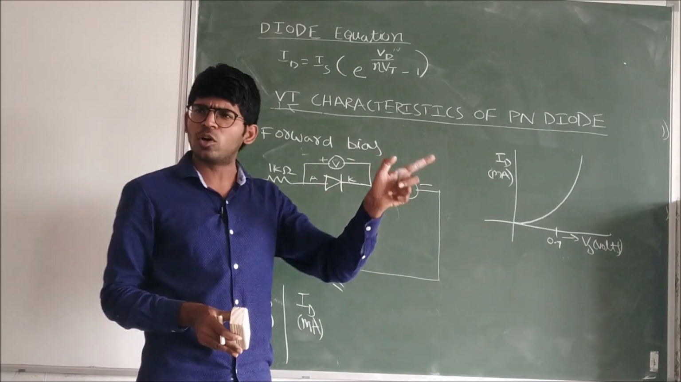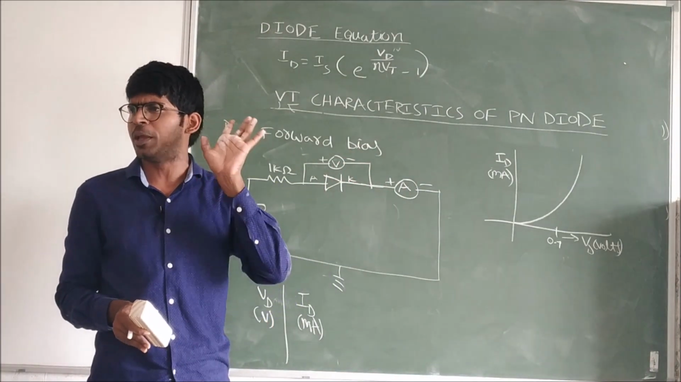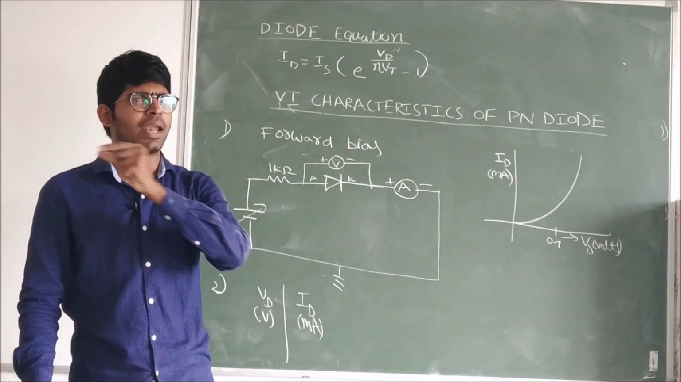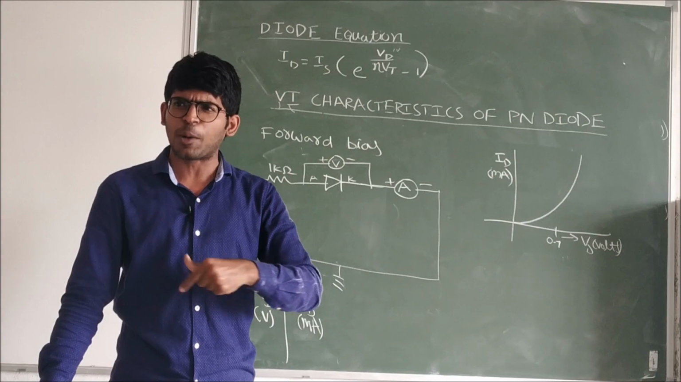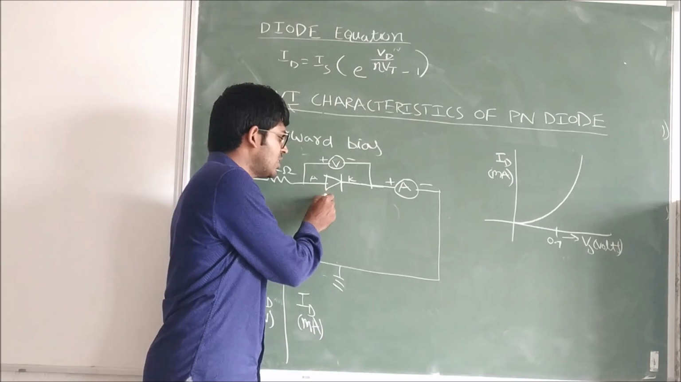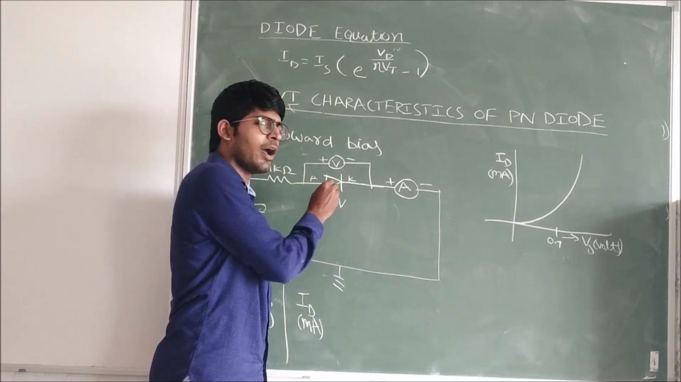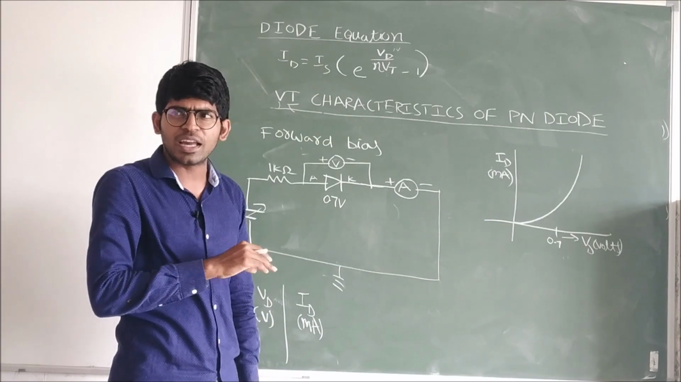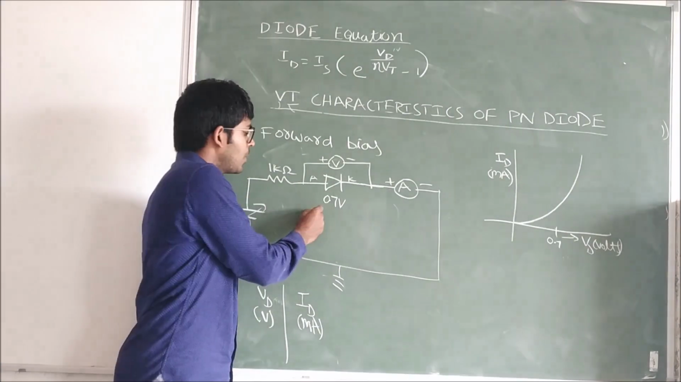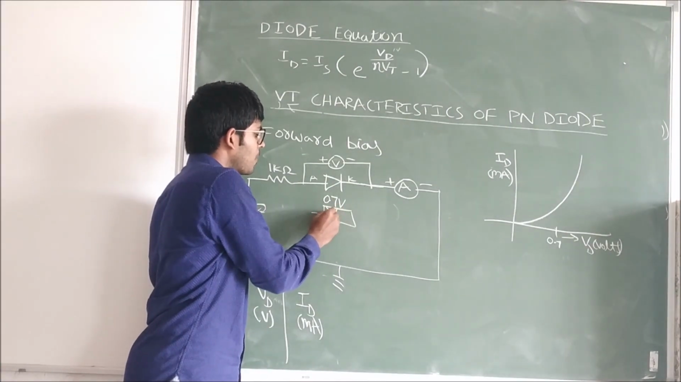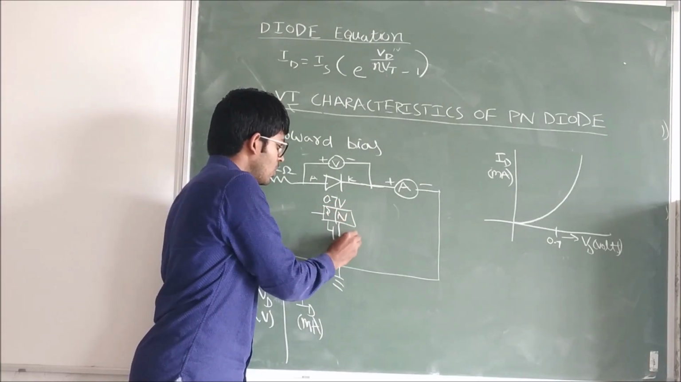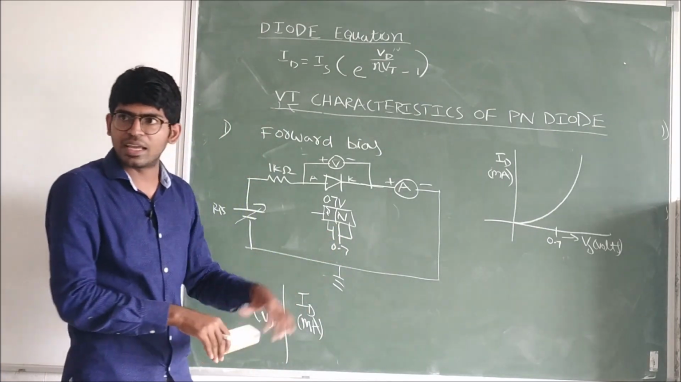Why is it that at 0.7 volts only the diode current rises sharply? The reason is the potential barrier in the diode, which we have already seen. This potential barrier is obstructing the flow of the majority charge carriers. The potential barrier value in a silicon diode at room temperature is 0.7 volts. Because this is a PN diode, there are negative ions and positive ions, so the potential barrier is connected like this.